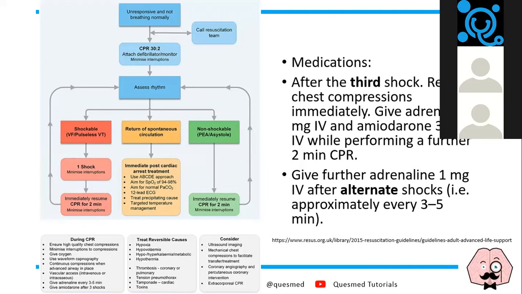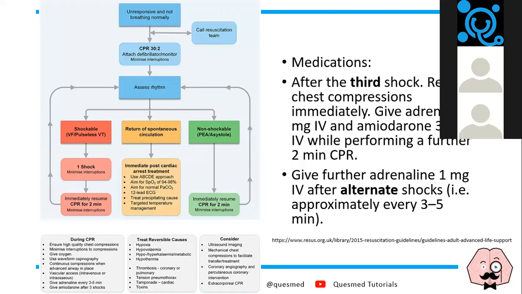After every cycle of CPR, which is 2 minutes, you need to stop and reassess the rhythm. Have they switched from shockable to non-shockable or vice versa? If they have switched to a shockable rhythm from a non-shockable, you can then deliver that shock. After you've delivered 3 successive shocks, you will need to think about giving medications: adrenaline and amiodarone, 1 milligram and 300 milligrams respectively. Adrenaline is then repeated every other shock, so every 3rd, 5th, 7th, 9th cycle, if it gets that far.